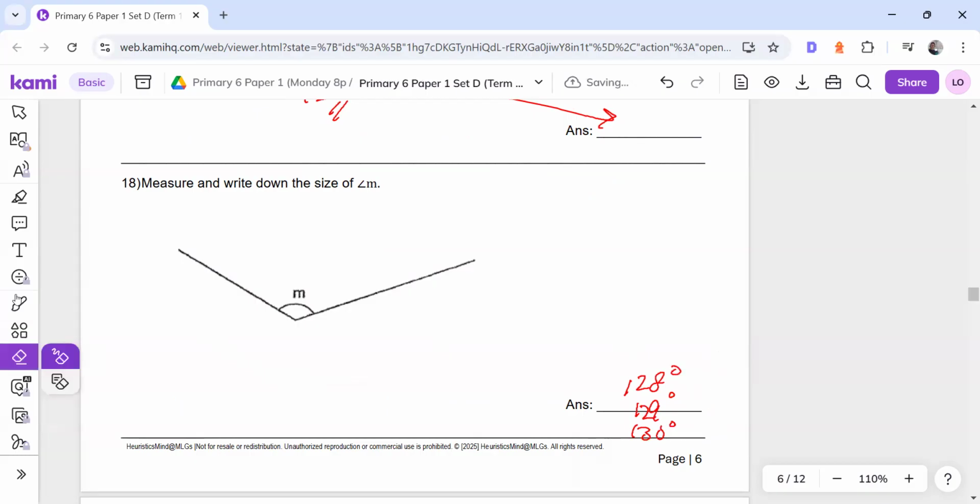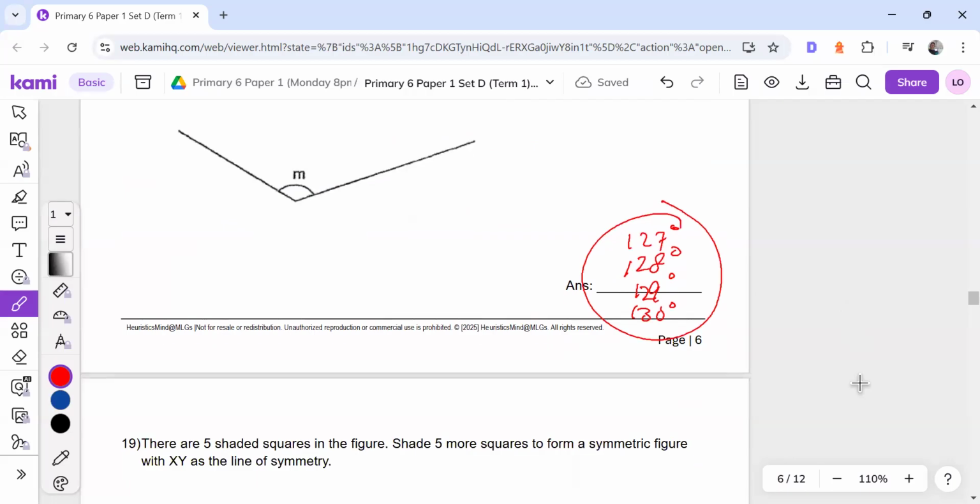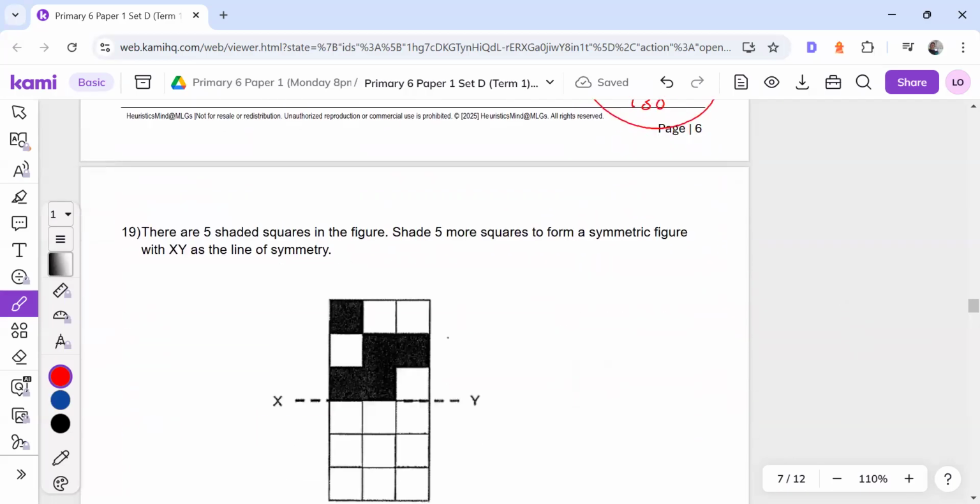Anybody get 127? I will still accept it. But it's plus and minus one. One of them is the correct answer. So I will look at the hard copy later to see what the angle is. But it's somewhere here. If you get something less than 90, it's definitely wrong. Okay, let's move on. Question number 19.